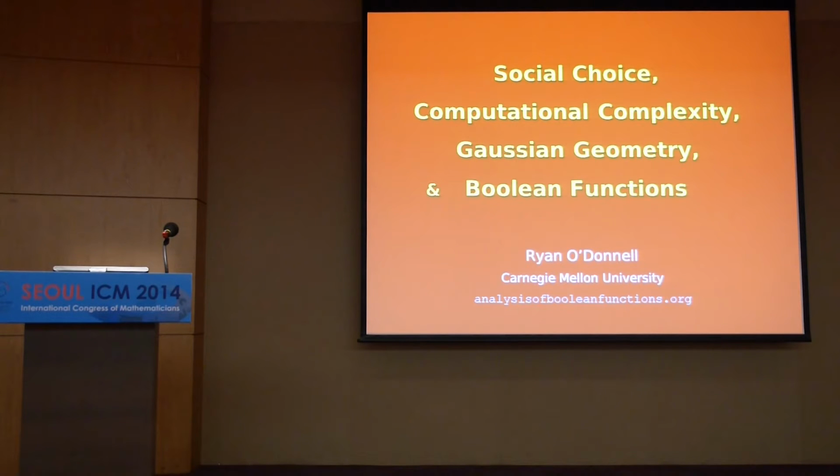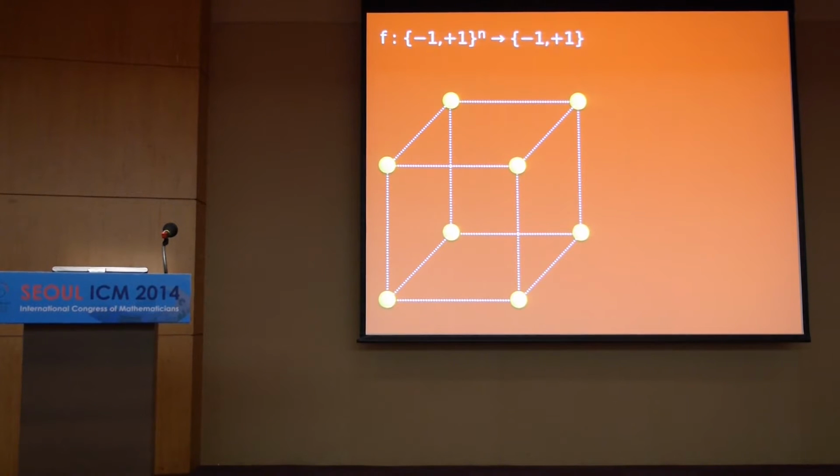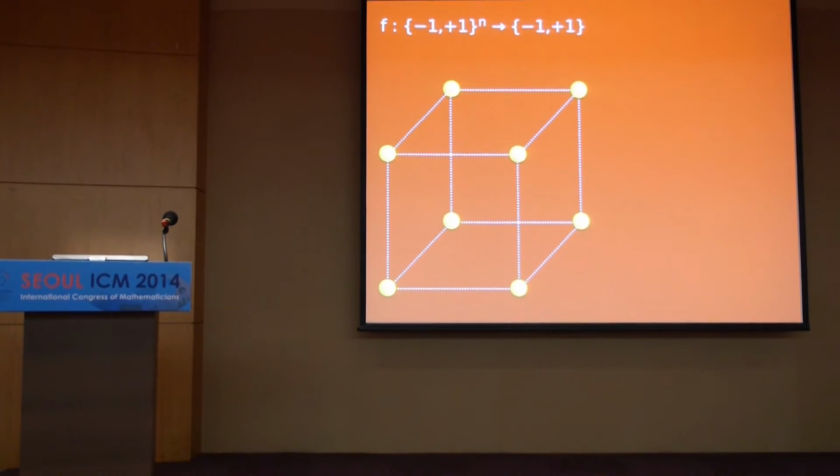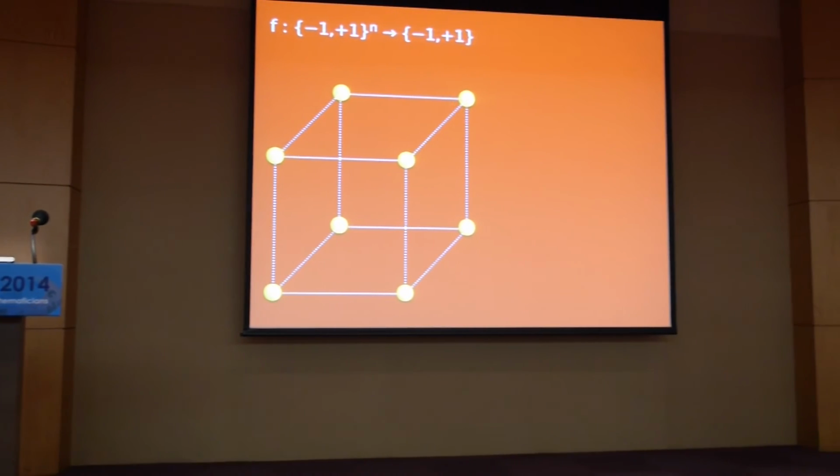So I'll start with the last topic, Boolean functions. Here's a picture. This is the discrete cube in n dimensions. It's all the vectors in R^n whose coordinates are plus or minus 1. And a Boolean function is just a map from the discrete cube also into plus or minus 1. In computer science, you more typically call bits 0 and 1 or true and false, but it's going to be more convenient for us to call them plus or minus 1.